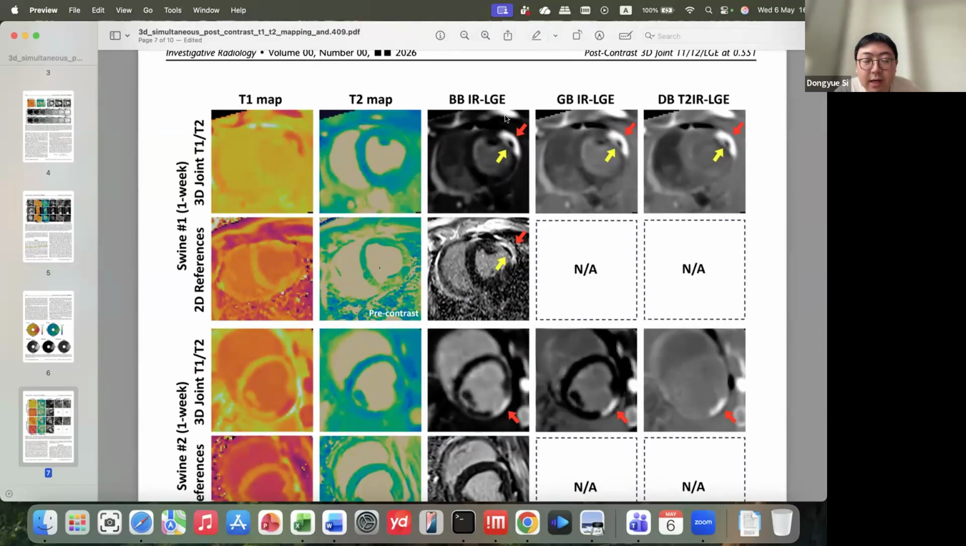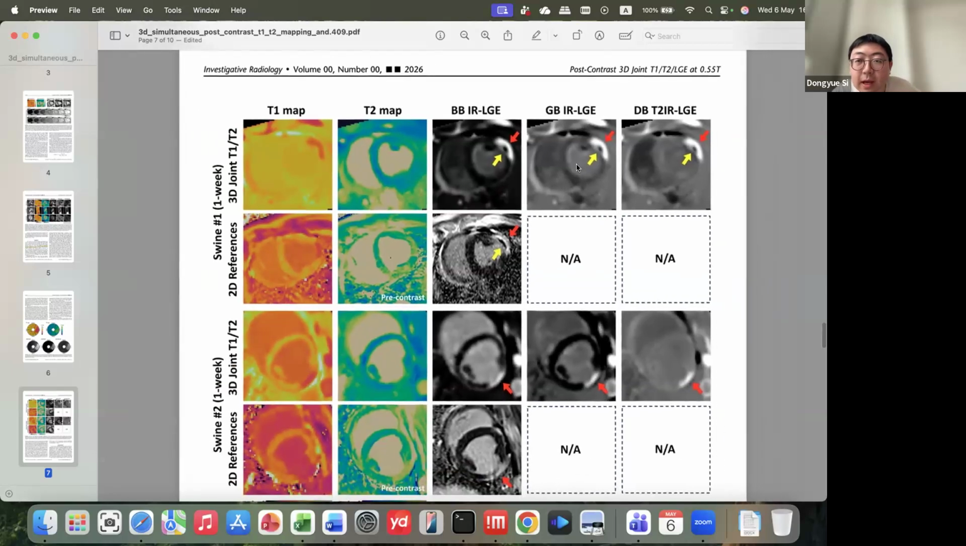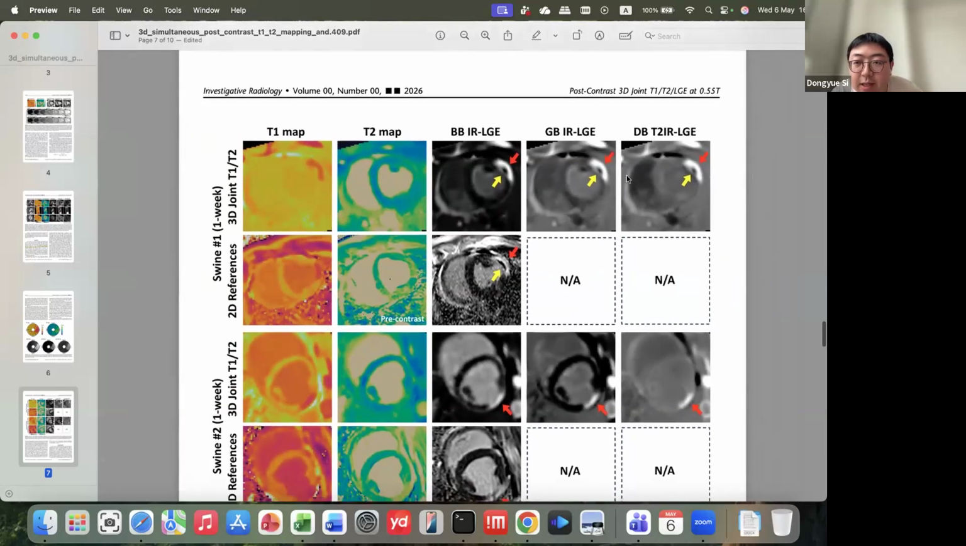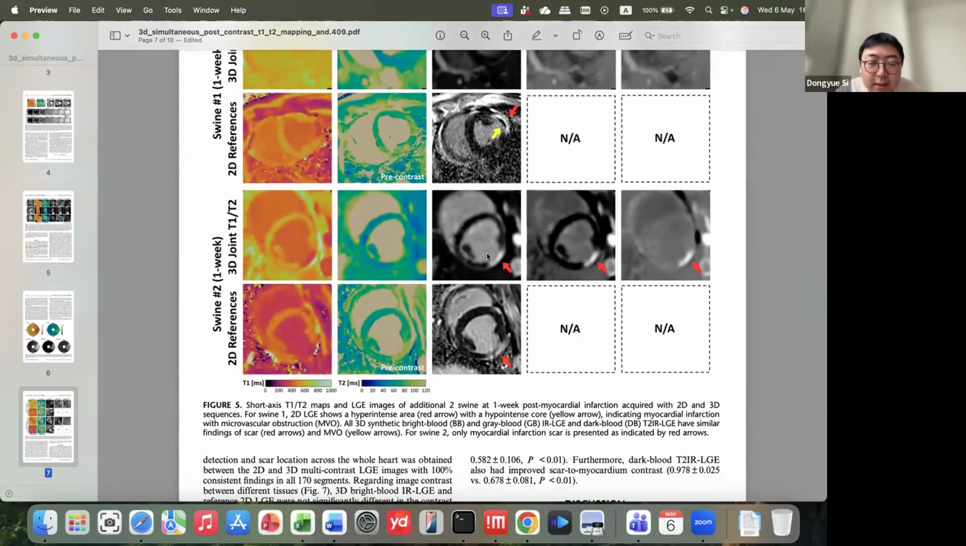Also, the synthetic IR-LGE is comparable with the 2D LGE images, and the area of the hemorrhage is a bit different. That is probably due to the different imaging time after contrast. For the gray blood and dark blood LGE, we can also see this area. The other one has no hemorrhage, and similarly, we have a consistent result between the synthetic LGE and the directly acquired 2D LGE.